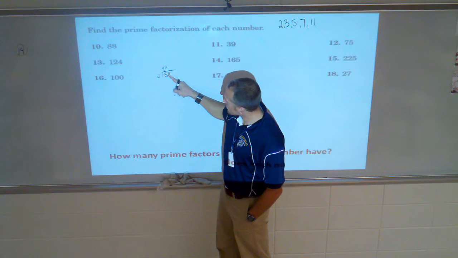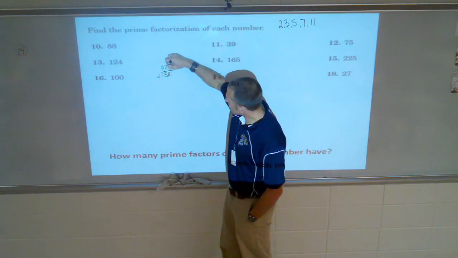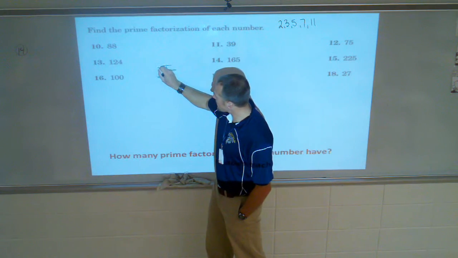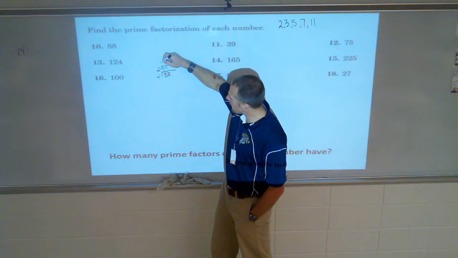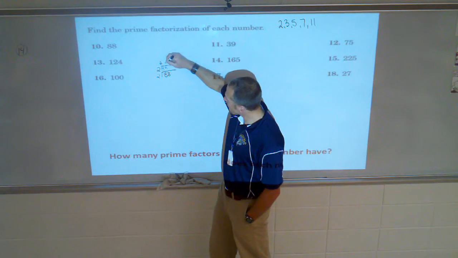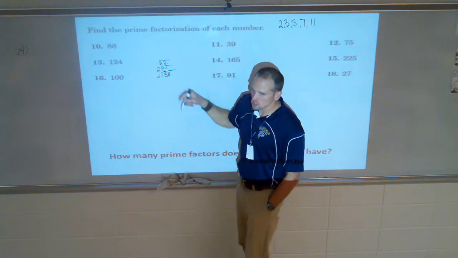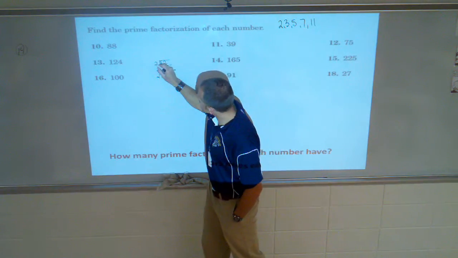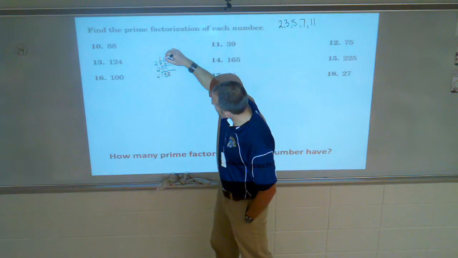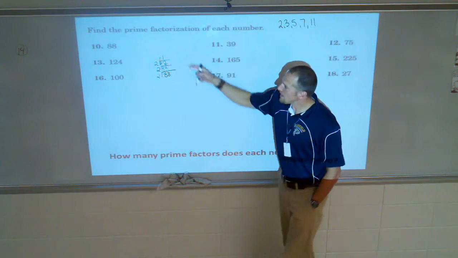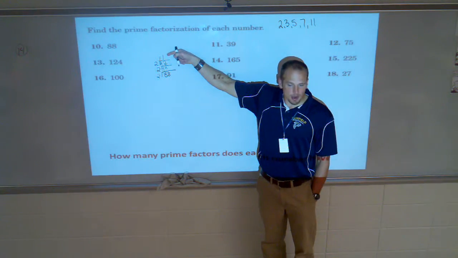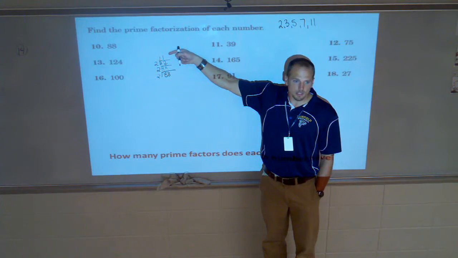8 divided by 2 is 4. Next, 44. I'm going to divide that also by 2. 4 divided by 2 is 2. Next, 22. I can divide that by 2. That's going to be a 1 and a 1. And 11 is prime. As soon as this number up here is prime, we stop.